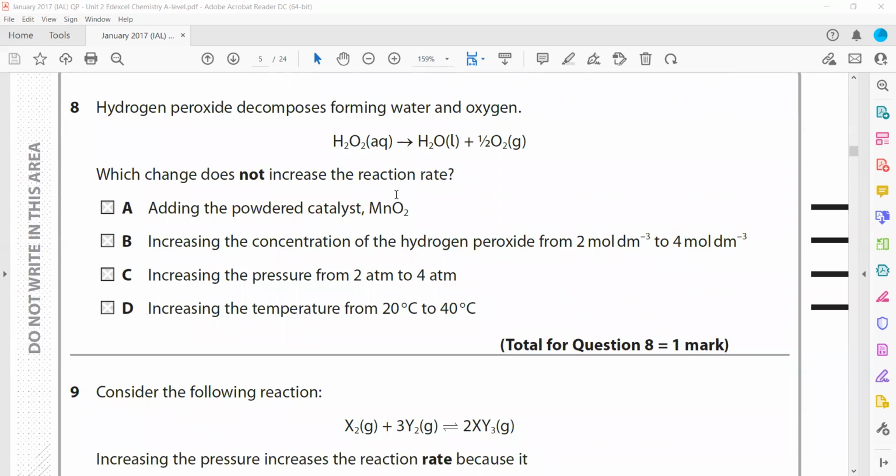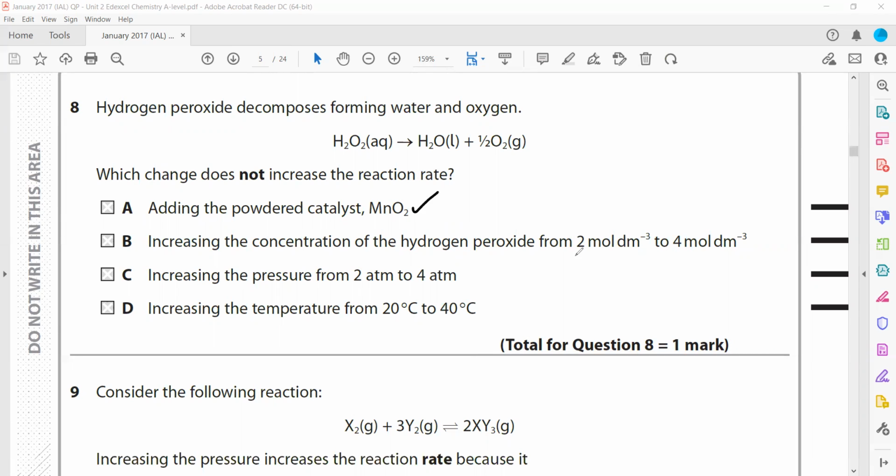In question 8, hydrogen peroxide decomposes forming water. Which change does not increase the rate of the reaction? This reaction can be catalyzed by transition elements like manganese oxide, and copper oxide can also catalyze this reaction. So which one does not increase the rate of reaction? Adding a powdered catalyst, manganese oxide: if you use a catalyst, it will increase the rate of reaction.